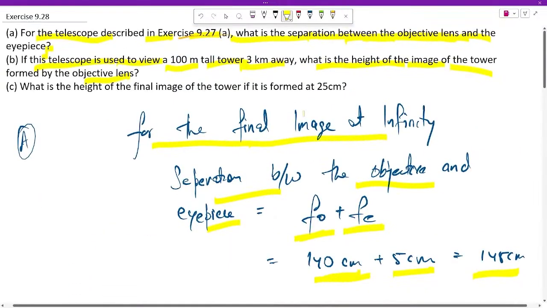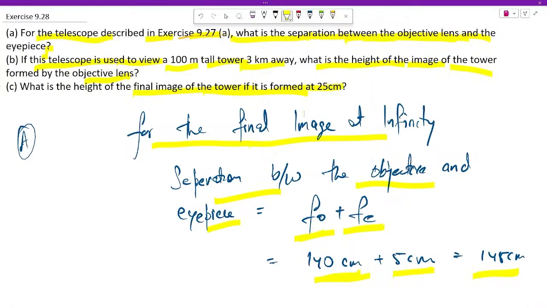Now the third question follows. What is the height of the final image of the tower if it is formed at 25 centimeter? Given the same arrangement that the image height is 4.7 centimeter, we have to find out what would be the final image height, if it is formed at 25 centimeter from the eyepiece.